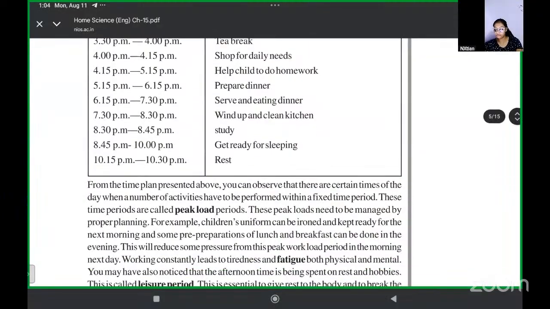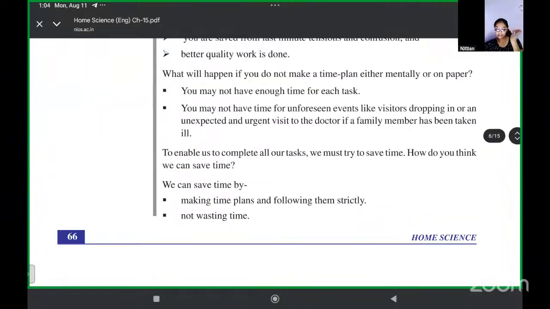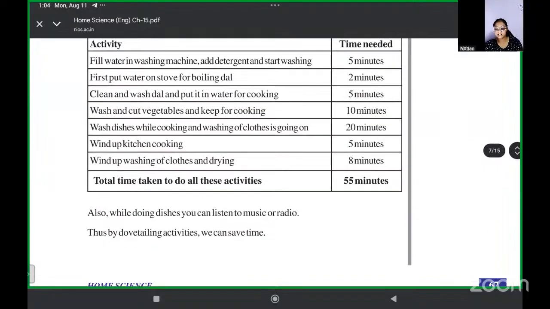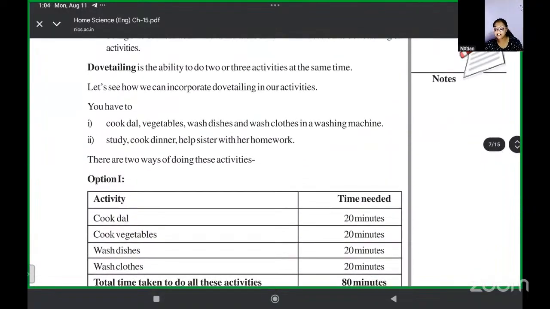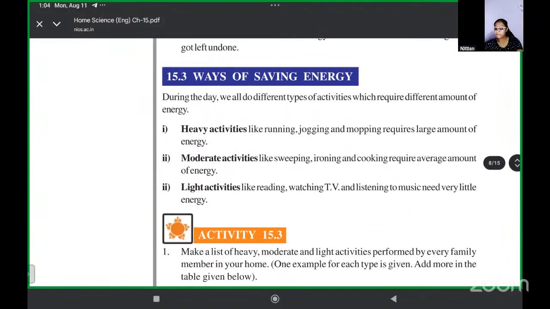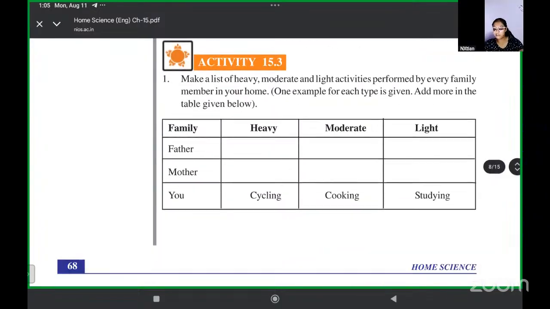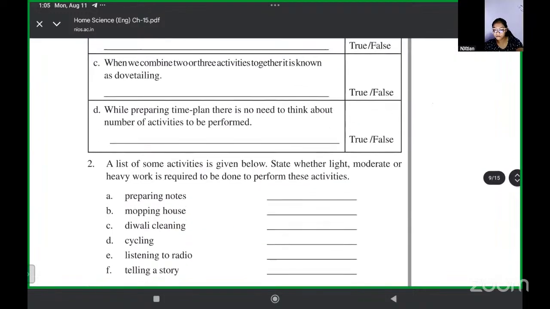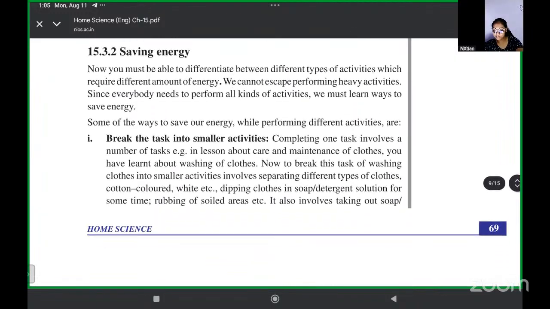Now, activity. Okay, we did the advantages and disadvantages and dovetailing. Ways of saving energy, we saw what are heavy activities, what are moderate activities, and what are light activities. We saw all the three activities and we did this exercise too.